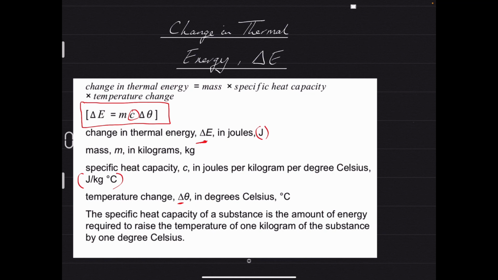In any case, you should be able to apply this equation, and you should be able to apply it correctly to get your answer. So the specific heat capacity of a substance is the amount of energy required to raise the temperature of 1 kilogram of the substance by 1 degree. This is why we get joules per kilogram per degree Celsius. So it's the energy that is required to raise the temperature of 1 kilogram of the substance by 1 degree Celsius. So we say joules per kilogram per degree Celsius can be represented as shown here.